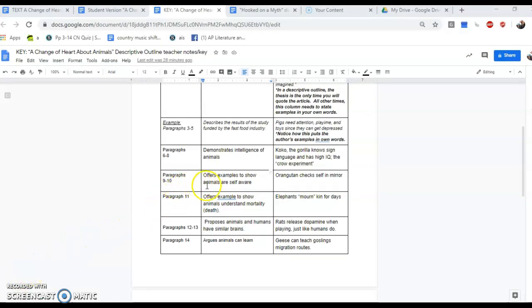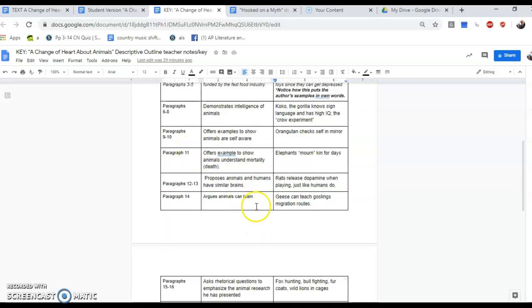Alright, then moving on to paragraphs 9 and 10, we have our verb for analysis, offers. Rifkin offers examples to show animals are self-aware, and then he just provides the one example as evidence of the orangutan who checks himself in the mirror to adjust his sunglasses. Alright, then we have paragraph 11. He also offers another example, so there's another verb for analysis. It would be okay to repeat it if he is using the same function more than one time in an essay. But this time he's trying to show that animals understand mortality, which means death. And he provides the example in the says column of elephants mourn their kin for days.